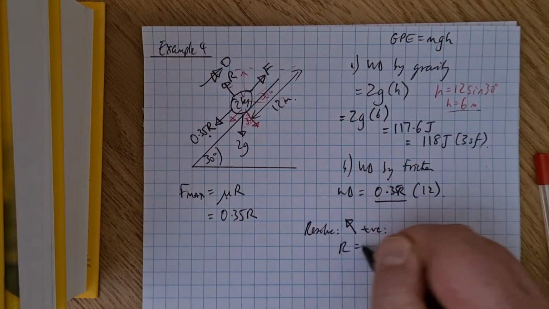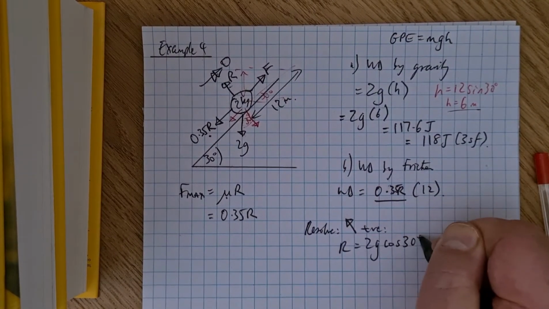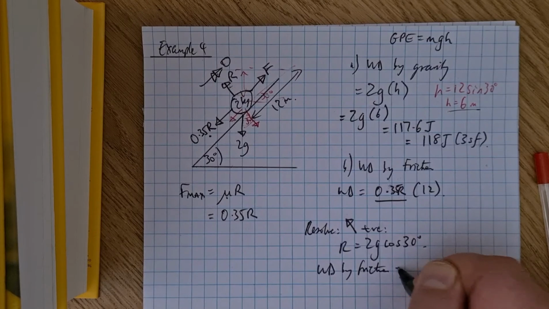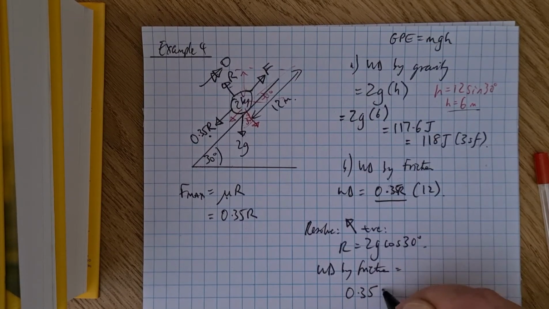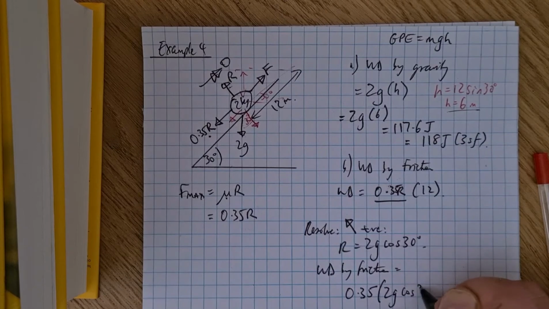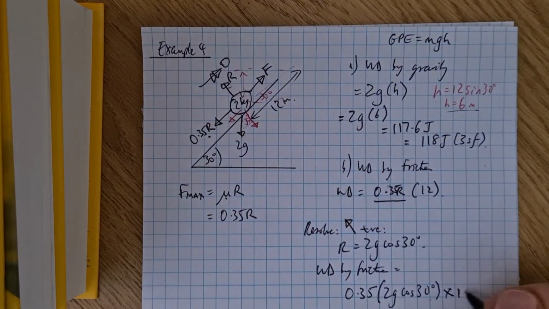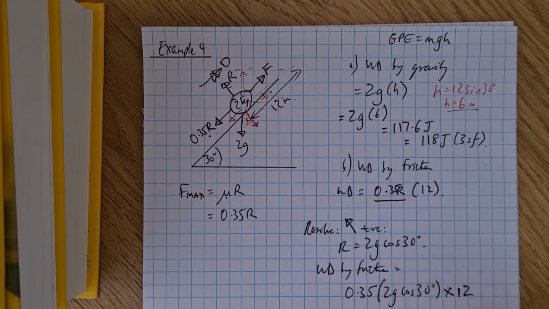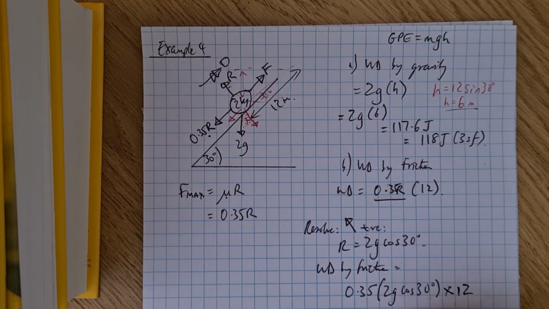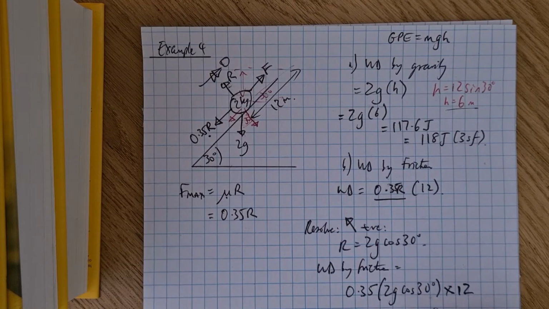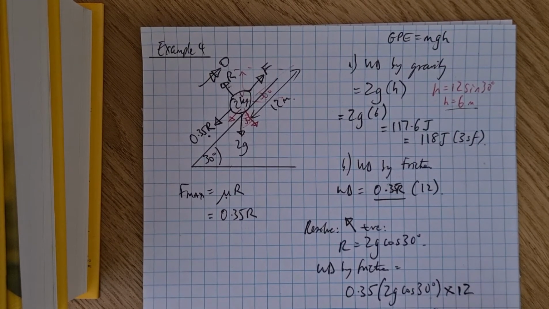So therefore we know R is going to be equal to 2g cos 30 degrees, and therefore our work done by friction is going to equal 0.35 times by R, which is 2g cos 30 degrees, and that's multiplied by the distance. And as we said again, the distance is in the direction of the force, so it is the full 12 meters. And that gives us an answer of 71.29, etc. joules. And again, to 3 significant figures, that would be 71.3 joules.